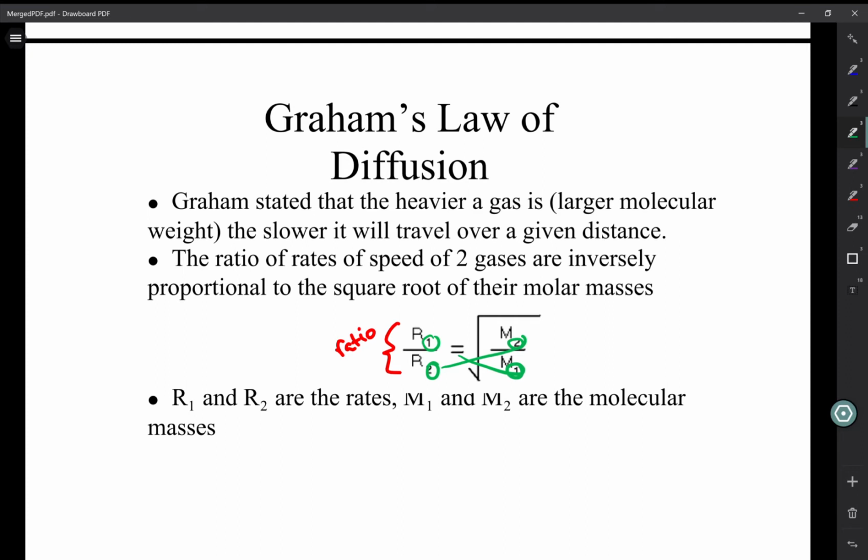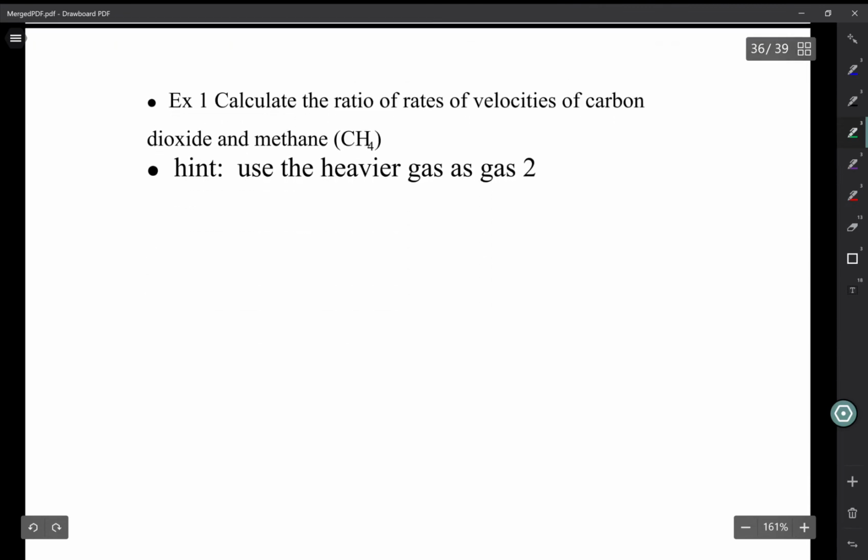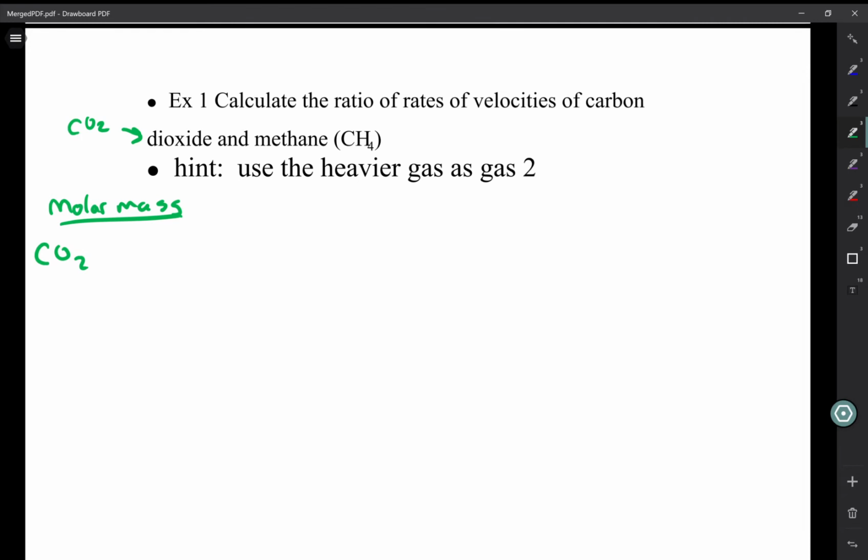All right, so let's do some examples with this equation. We're going to find the ratio of rates of the velocities of carbon dioxide and methane. Carbon dioxide, remember, is CO2. Hopefully you knew that, you should have. And methane is CH4. So our molar mass for CO2, we'll type this in your calculator.